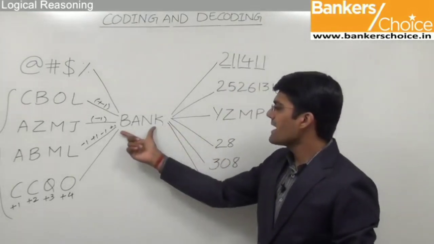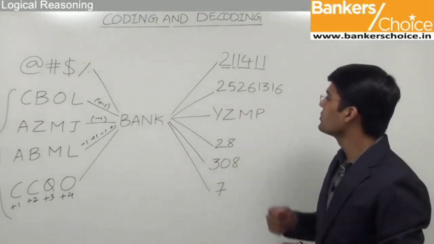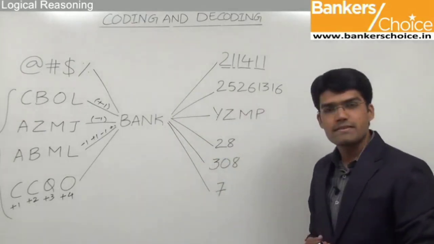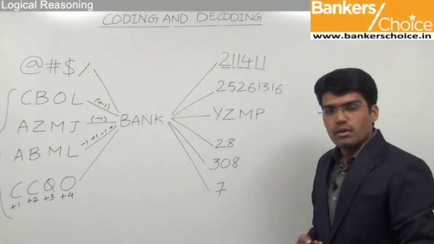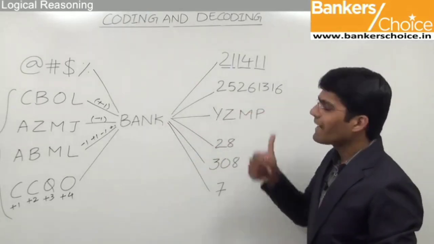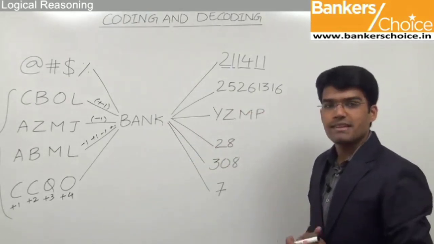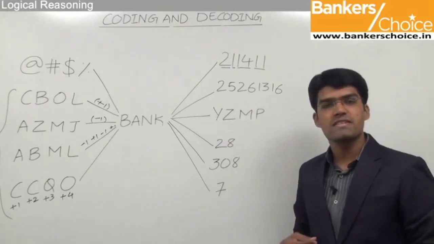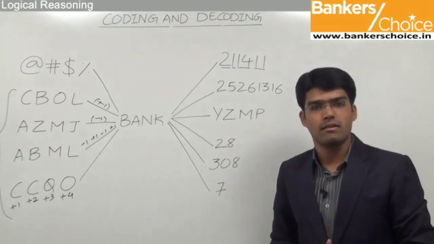Here the word BANK has been taken as 25, 26, 13, 16. Now, what could be the reason behind this kind of coding? The logic is, here the positions have been taken in the reverse alphabetical order.